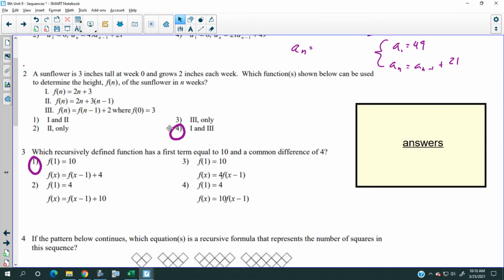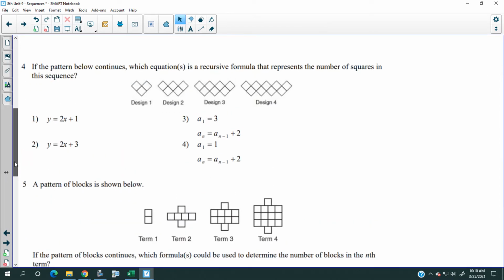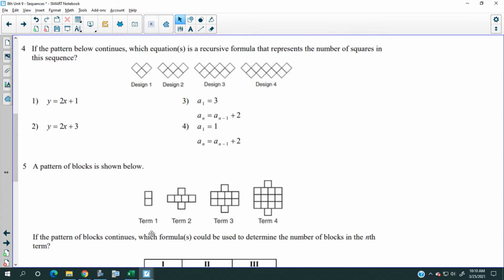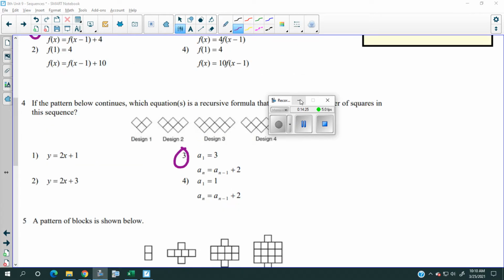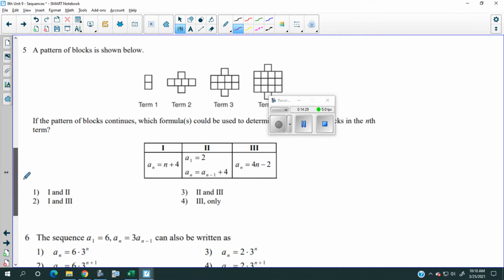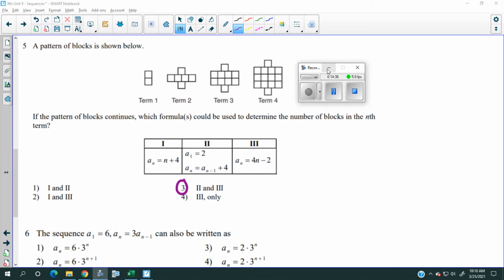Okay, here are the answers to 2 and 3. I'm going to move on and show you 4. Oh, man, I made these too big, that's why. Look at 4 right now, and when you come back, I'll show you the answer key. Okay, here's the answer for 4. Going down to 5 right now, so try 5 right now. All right, here's the answer to 5.